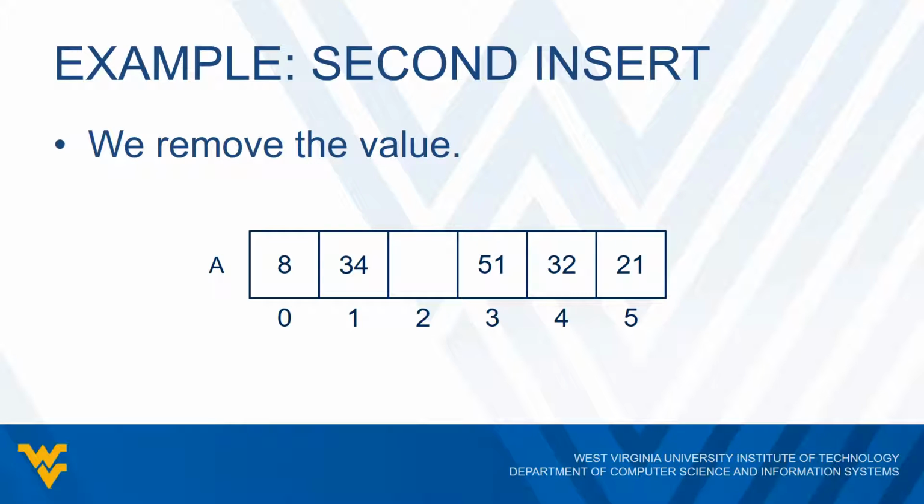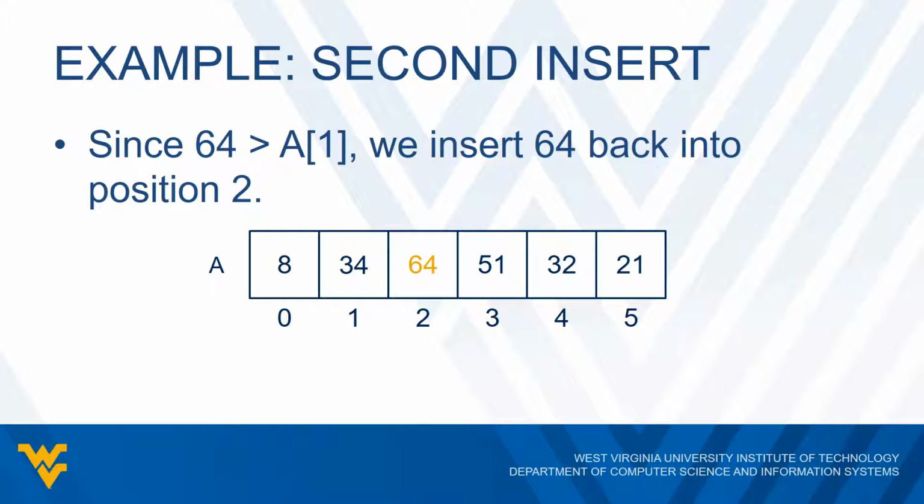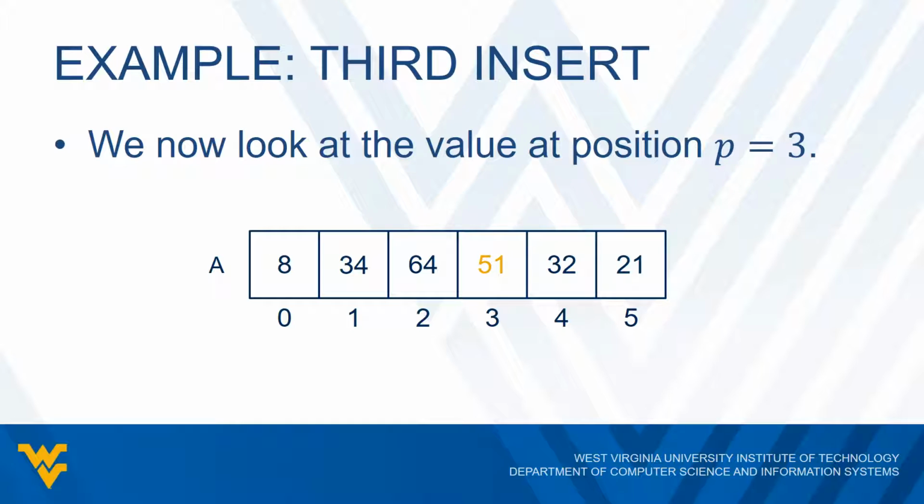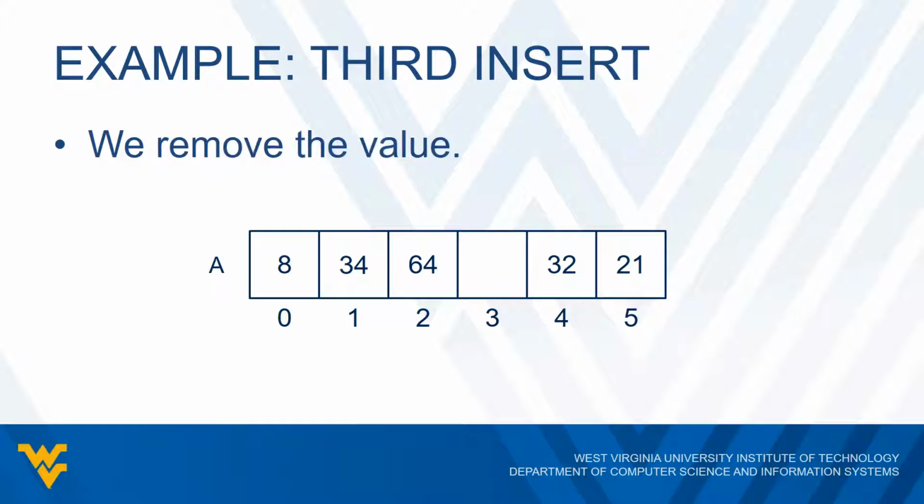So we'll remove 64 from our array. Now normally we would move it down the array, but in this particular case we notice that there's no point in moving it down because 34 is less than 64. So that means the 64 was already in the correct spot. So we're just going to insert it back at position 2. So now we have positions A0 to A2 sorted. We'll do the next iteration where our position is now at 3.